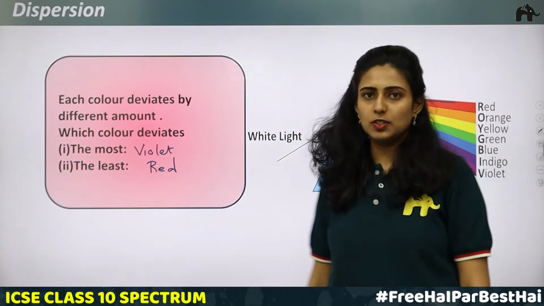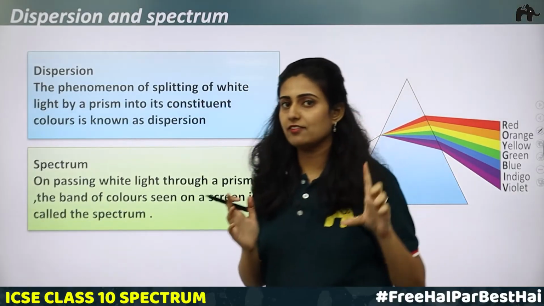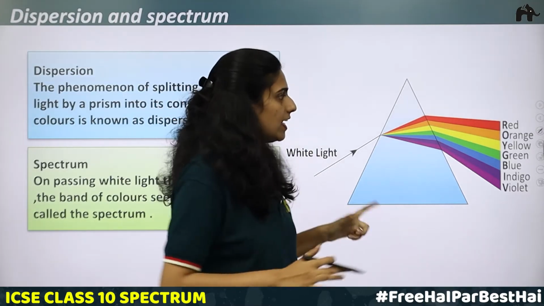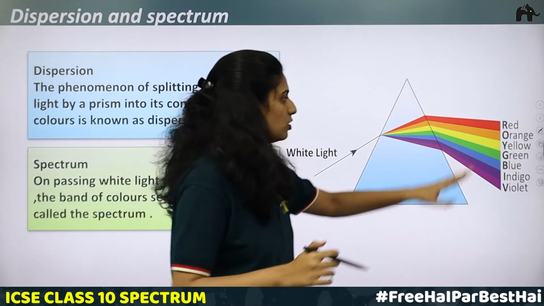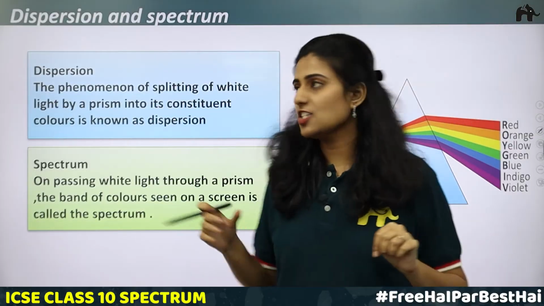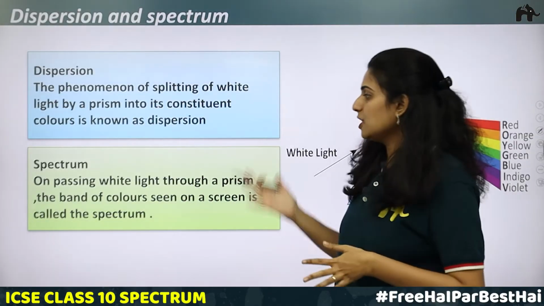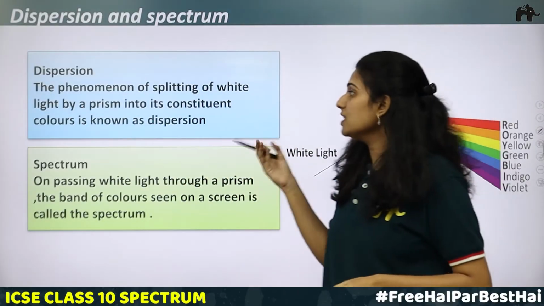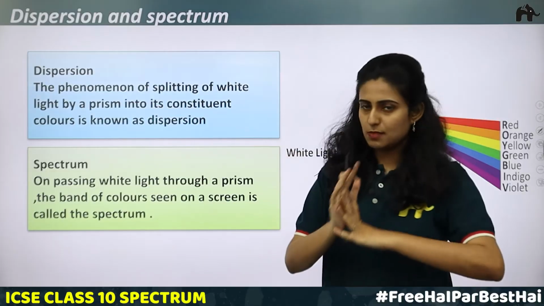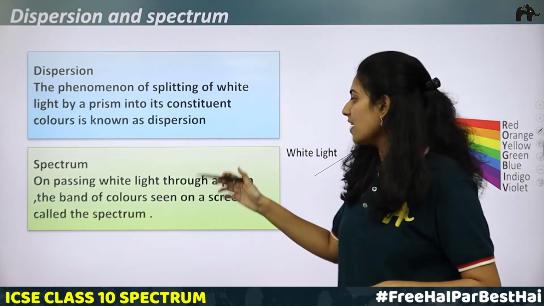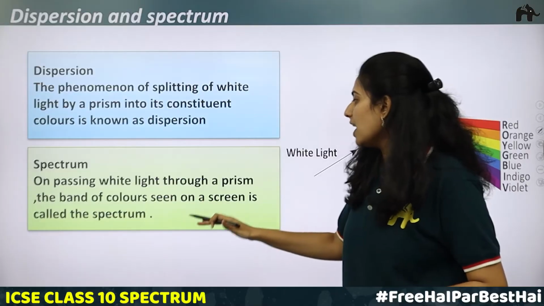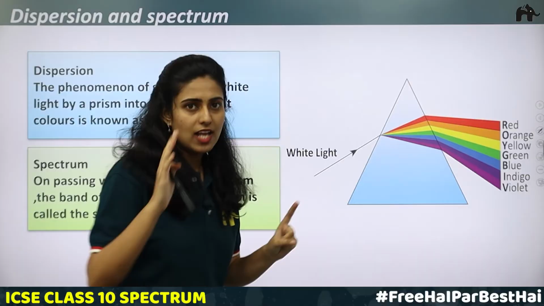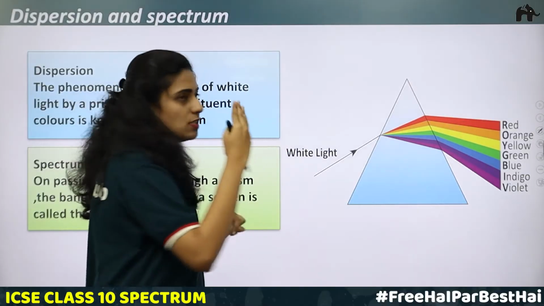Okay, understood? Studying about dispersion, we have discussed spectrum. This band of color we call the spectrum. For white light, the spectrum is a band of colors which includes violet, indigo, blue, green, yellow, orange, red lights. So now we can define dispersion and spectrum. Dispersion is a phenomenon of splitting of white light by a prism into its constituent colors. This is known as dispersion. What about spectrum? On passing white light through a prism, the band of colors seen on a screen is called the spectrum. So when Newton performed the experiment, the light got split into different colors.